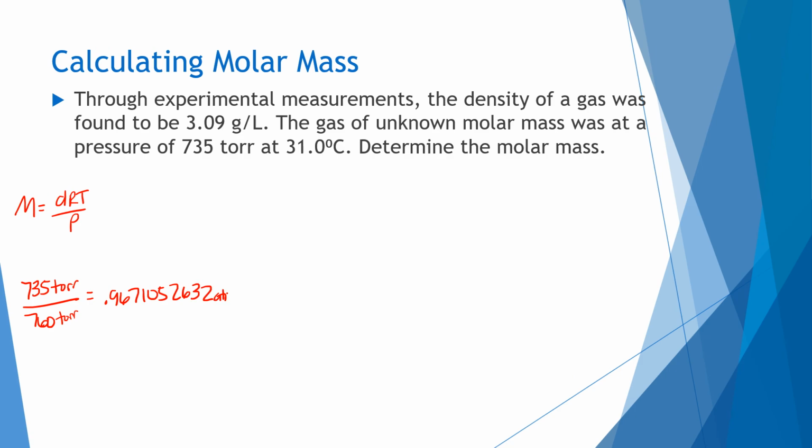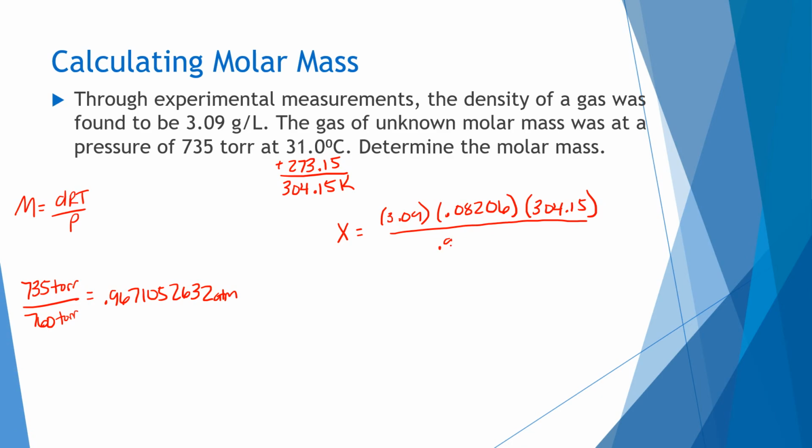0.967105262. We also need to get our temperature into Kelvin, so what we're going to do is add 273.15 in order to see that our temperature should be 304.15. Our density is already in the correct units, so now that everything is switched to the correct units, we're just going to do our old plug and chug, where our molar mass, or X, equals density, which is 3.09, times our R, 0.08206, times our temperature, all divided by our pressure.